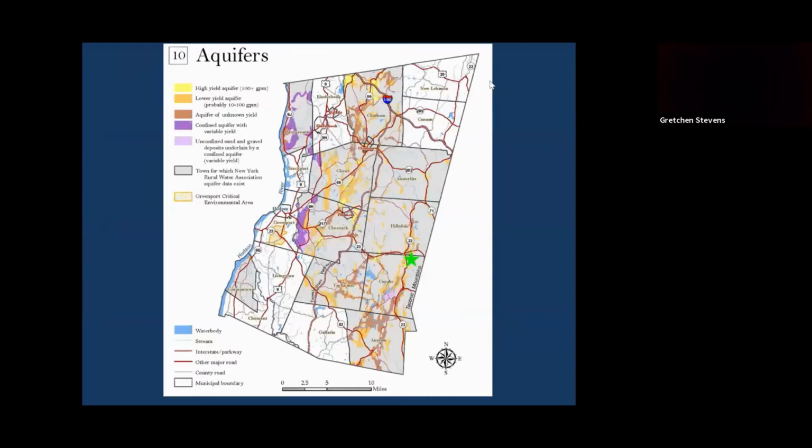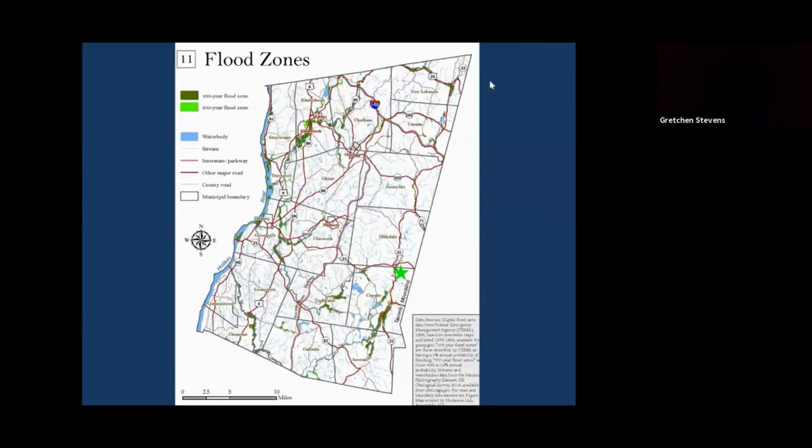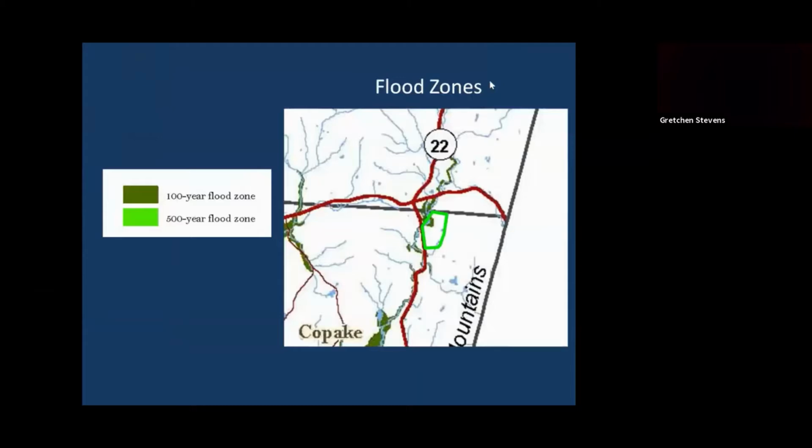This map shows the unconsolidated aquifers and shows that there is a high yield aquifer on this site and other aquifers of lower yield or unknown yield. That kind of thing can be very important when you're considering new land uses. This map shows the flood zones as identified by the Federal Emergency Management Agency, and it does show a 100-year flood zone does extend into a part of the site.